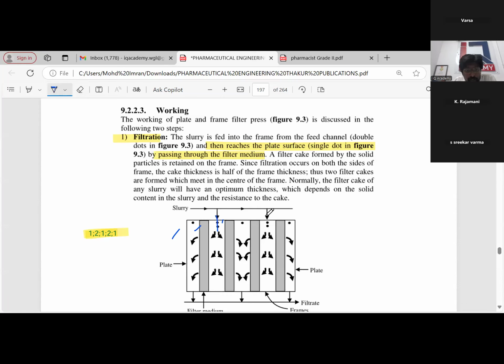Slurry enters here, through the two dots, and comes out here like this. So on 2 sides of the filter medium, cake forms, see. So on this filter medium, cake forms from both sides. You can see here a filter cake formed by the solid particles is retained on the frame. Since filtration occurs on both sides, as I just said, the cake thickness is half of the frame thickness. Thus, two filter cakes are formed which meet in the center of the frame.